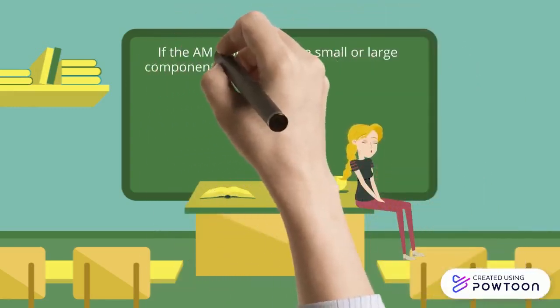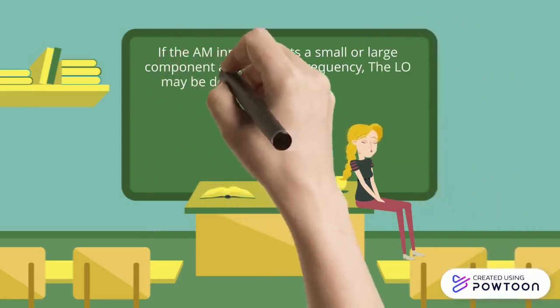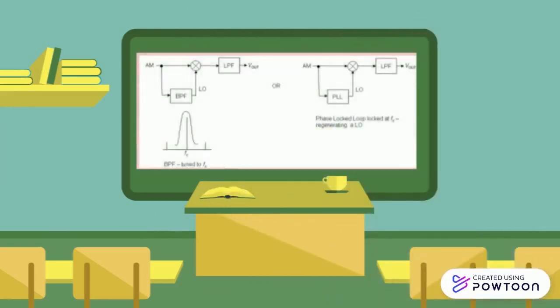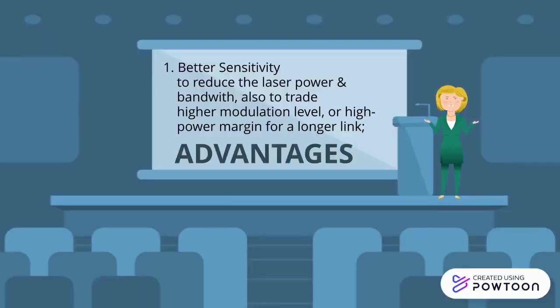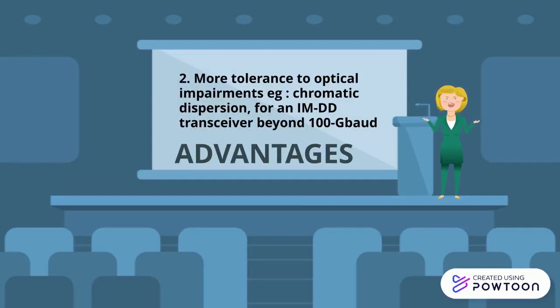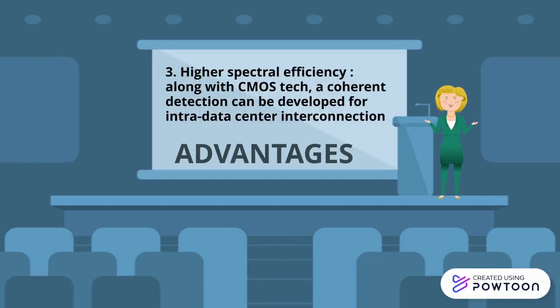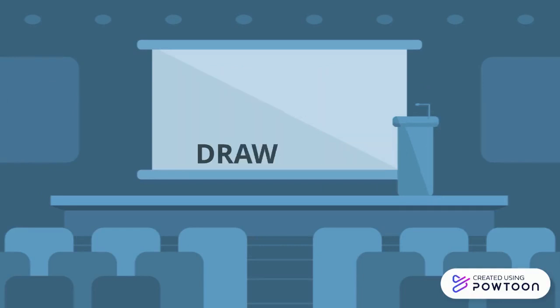If the AM input contains a small or large component in the carrier frequency, VLO may be derived from the AM input. It has a few advantages: better sensitivity to reach with lesser power and bandwidth, and also the ability to treat higher modulation levels or high power emission for longer links. It's also more tolerant to optical impairments like chromatic dispersion for IM-DD transceivers beyond 100 Gbaud, and it has higher spectral efficiency. Along with CMOS technology, a coherent detection can be developed for inter-data center interconnection.